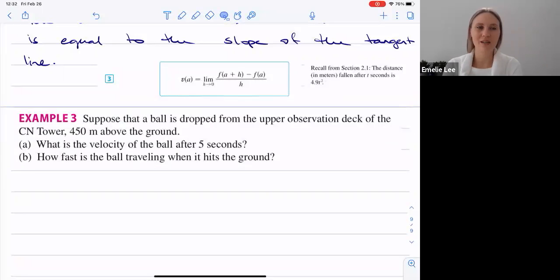So again, we're letting a ball drop from the top of the CN Tower, which is 450 meters above the ground. Again, we want to find the velocity of the ball after 5 seconds, and then how fast the ball is traveling when it hits the ground. We've already solved these problems, but not using limits. And so now we're just re-solving these problems using limits.